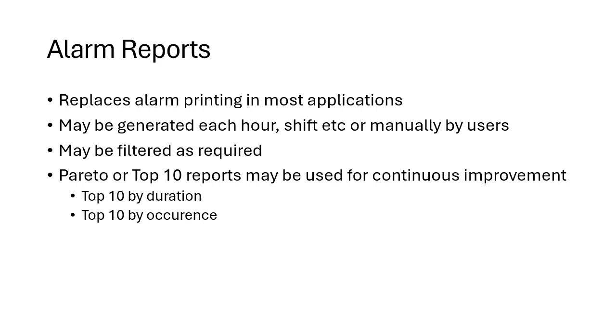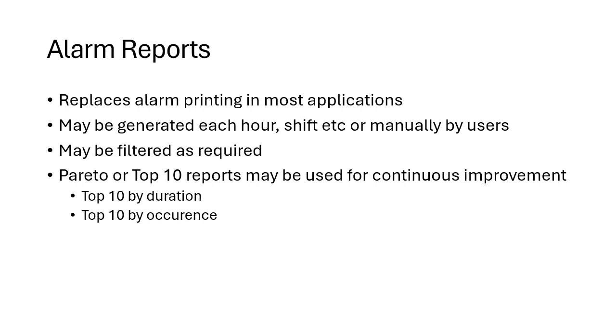And the other one that's also very useful is top 10 by occurrence. So what you might get is you might get lots of alarms which only occur for a short time, but then overall that can lead to a lot of particular instances. So by eliminating those top 10 by occurrence, that can allow you to perform considerable improvement to your machine or your process just by reducing that type of alarm.